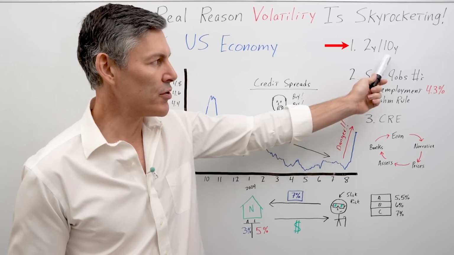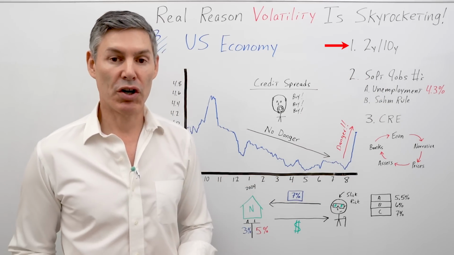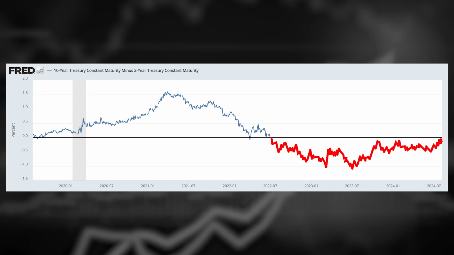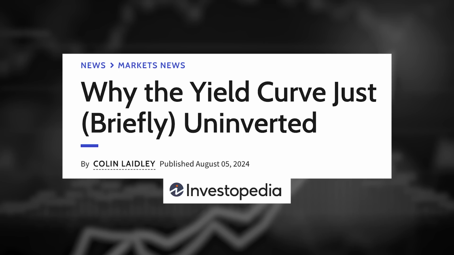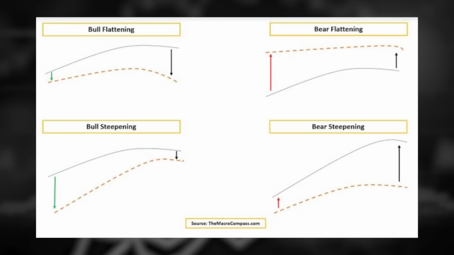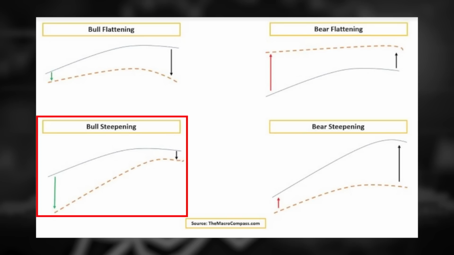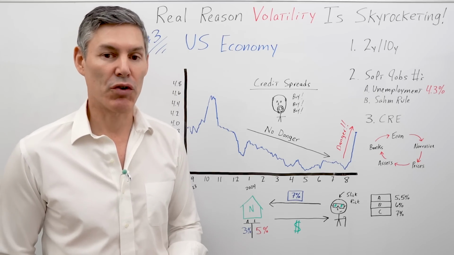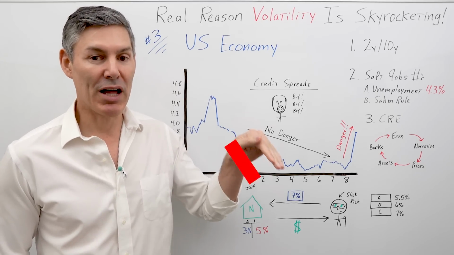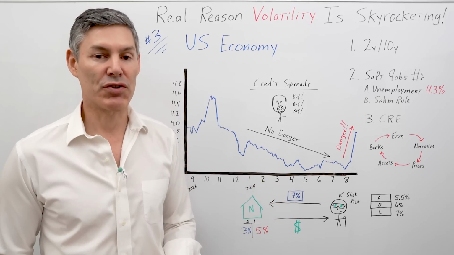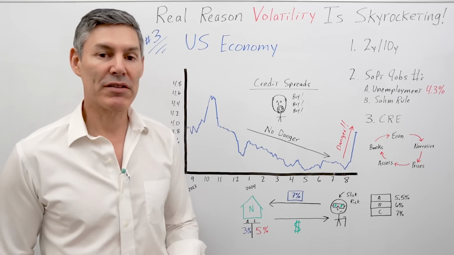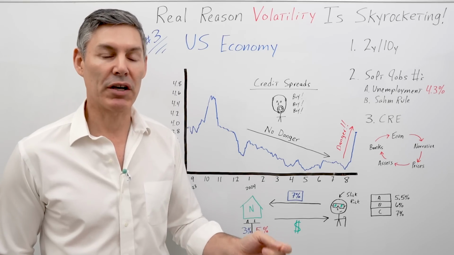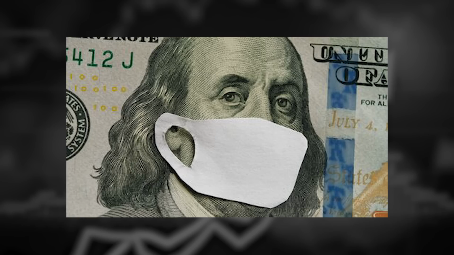First of all, the 2s and the 10s, the yield curve, has been inverted for over 2 years, and just the other day, it uninverted. And it uninverted due to a bull steepener, which is the bad kind. That's the bond market telling you that it expects future growth and inflation to be a lot lower, therefore interest rates to be lower, because the underlying health of the economy is extremely poor.